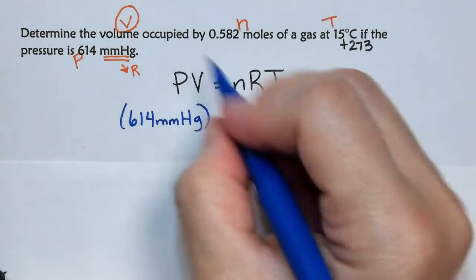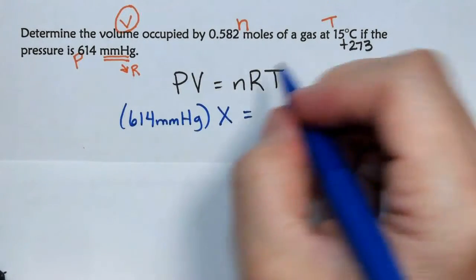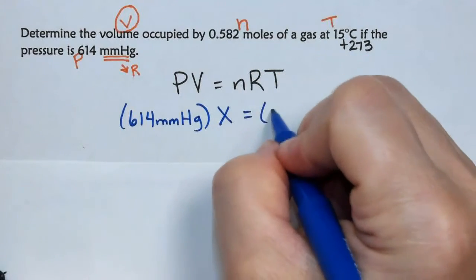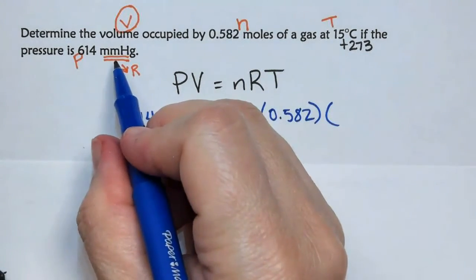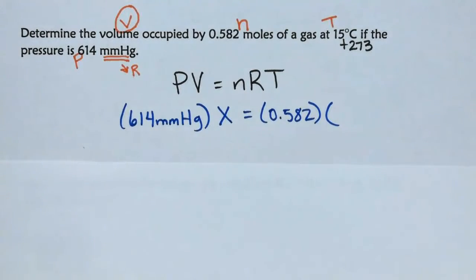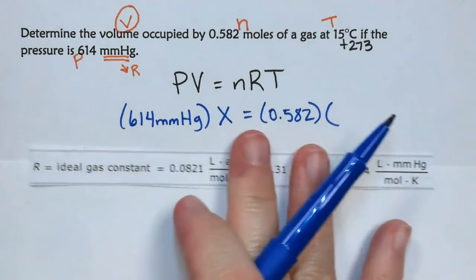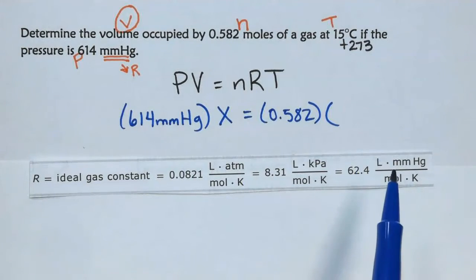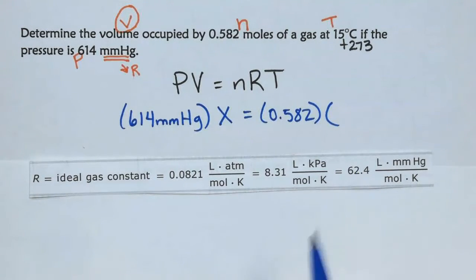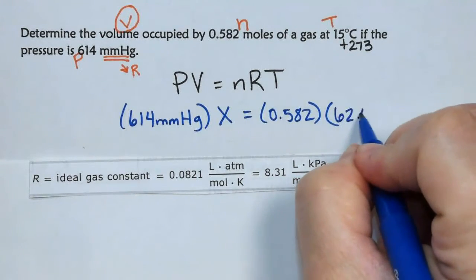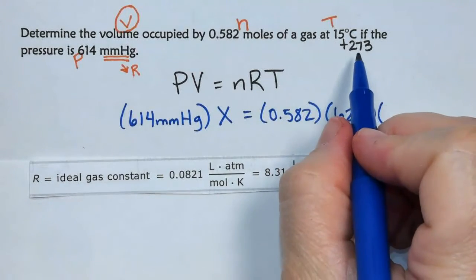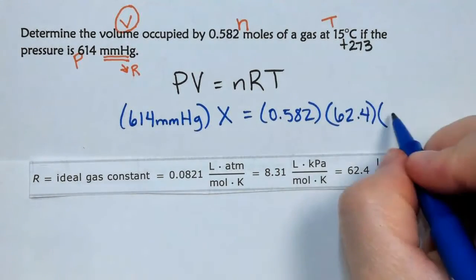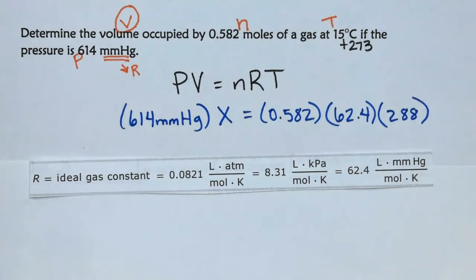The volume is what I'm trying to find, so that's my X, equals my moles, 0.582. My R value is going to be the millimeters of mercury from our little reference chart. If I look here, the R value for millimeters of mercury is 62.4. So this is 62.4. And then my temperature is 15 plus 273, which is 288.